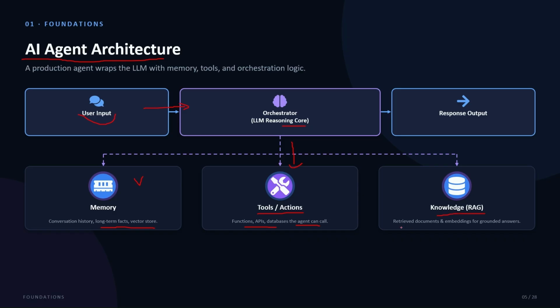And knowledge, often implemented as RAG, retrieval augmented generation, supplies grounded, up-to-date, or private information that wasn't in the model's training data. The orchestrator pulls from all three as needed, then produces the final response output. The architecture we'll be showing later is our ASP.NET Core design. The AI service in our C# code plays the role of the orchestrator.